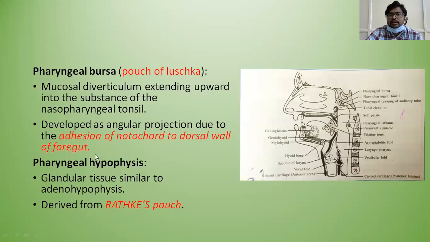Hypophysis is the pituitary gland. Now, what is pharyngeal hypophysis? It's a glandular tissue similar to the pituitary gland, that is adenohypophysis. It is derived from the primitive Rathke's pouch.